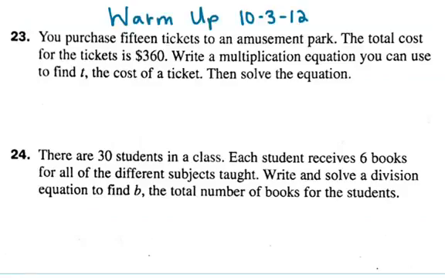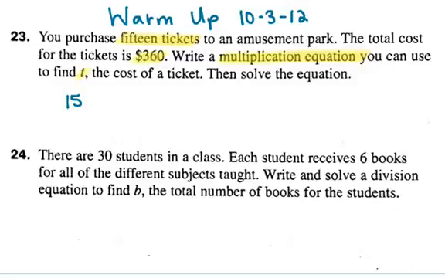So our warm-up today is October 3rd, 2012. We're going to start off with a couple questions that we had from yesterday's assignment. You purchased 15 tickets, so I'm going to underline 15 tickets because that's a keyword, to an amusement park. The total cost for the tickets is $360. We're going to write a multiplication equation you can use to find t, our variable, the cost of a ticket. Then we're going to solve the equation.